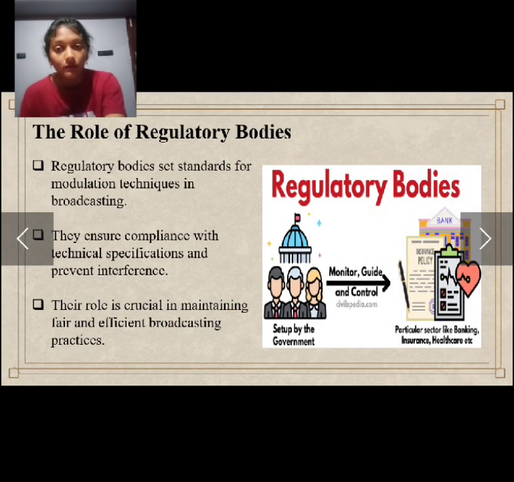The role of regulatory bodies. Regulatory bodies set standards for modulation techniques in broadcasting. They ensure compliance with technical specifications and prevent interference. Their role is crucial for maintaining fair and efficient broadcasting practices.